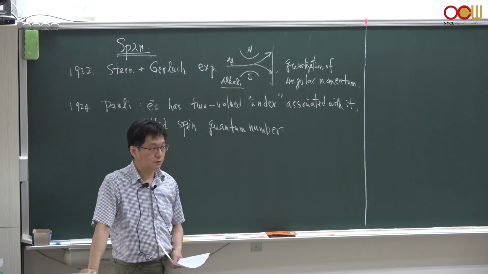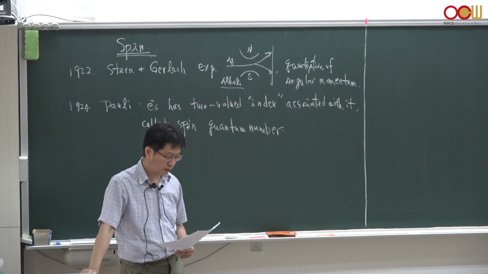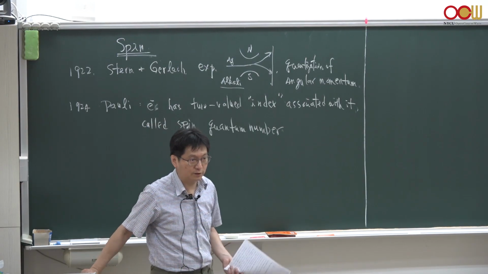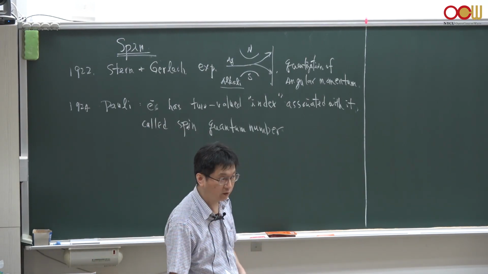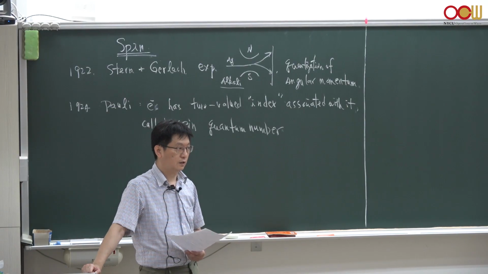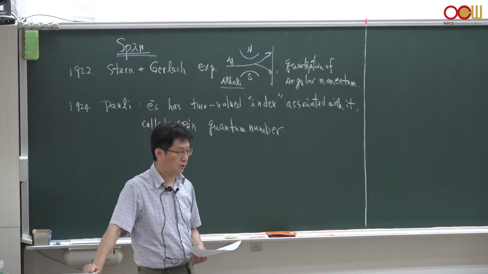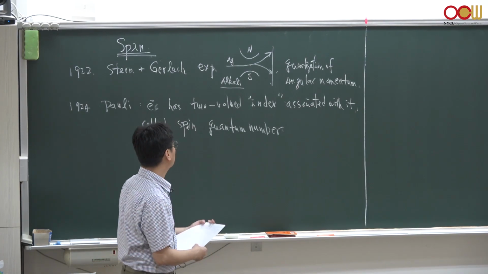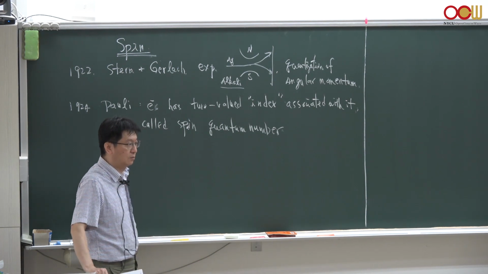Today we will start a new chapter, which is chapter 10 about spin, angular momentum. We know very well that electrons carry spin, and they have two possible spin angular momentum values, which are plus or minus 1/2 of h bar.